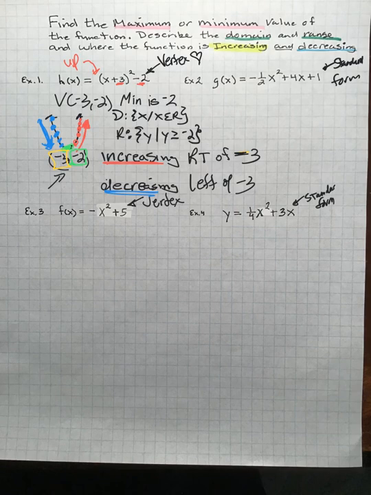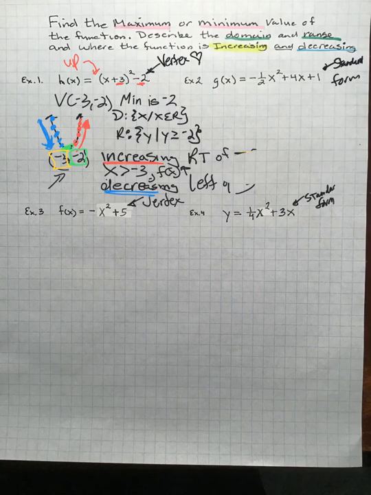So basically what we're saying is that as x is to the right of the vertex, in other words, right of -3, the y values, f of x, are going up. And as the x values are to the left of -3, then the y values are decreasing. So that's basically what we're saying.